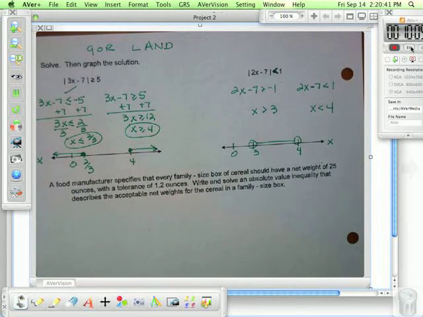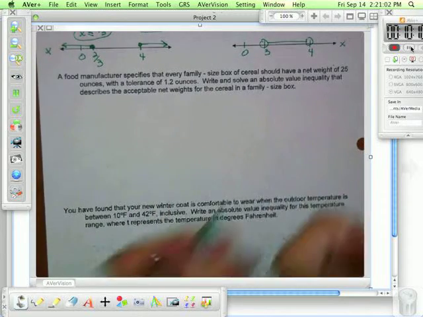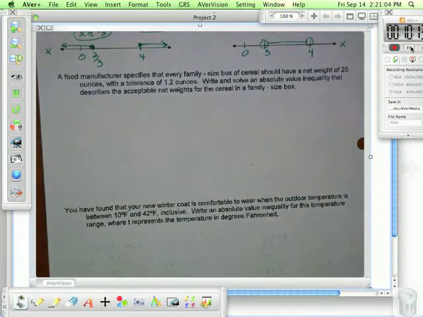Got it? Well, this is actually absolute value, it's tolerance. So anytime you're producing something in a factory, this is talking about a box of cereal, okay? It should have a weight of 25 ounces, but there's a tolerance of 1.2. What do you think that means? You could go up 1.2 or down 1.2 and it'll still pass inspection, okay? So they're wondering, well, what's the acceptable range then? Obviously, we could do it in our head, but we have to write an absolute value equation.